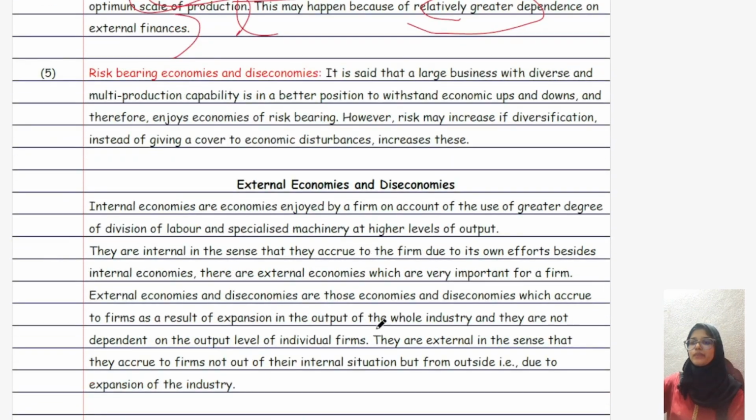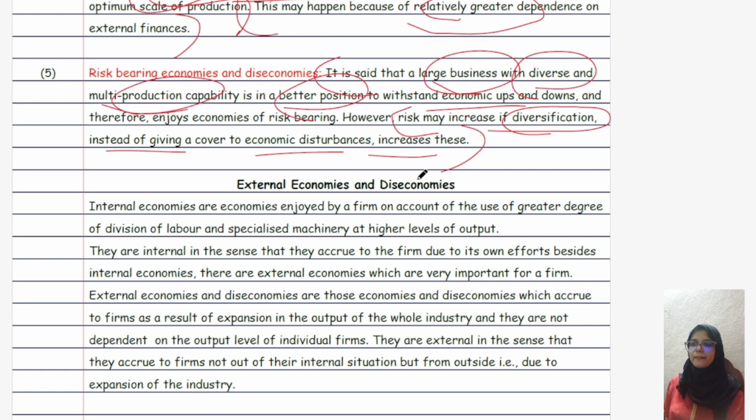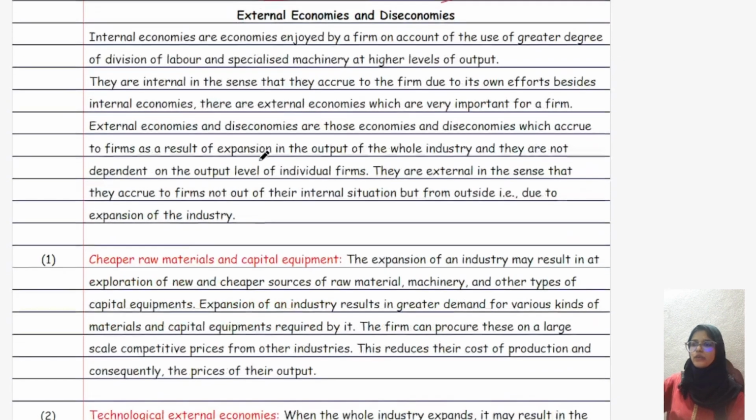And next you have risk-bearing economies and diseconomies. That is nothing but a large business with diverse multi-production capabilities is in a better position to withstand economic ups and downs. But risk may increase if diversification, instead of giving a cover to economic disturbances, increases these. Okay, fine. You're having a large business, you can handle any ups and downs. But due to a lot of diversification, it will give you economic disturbances, and because of that, you will face diseconomics.